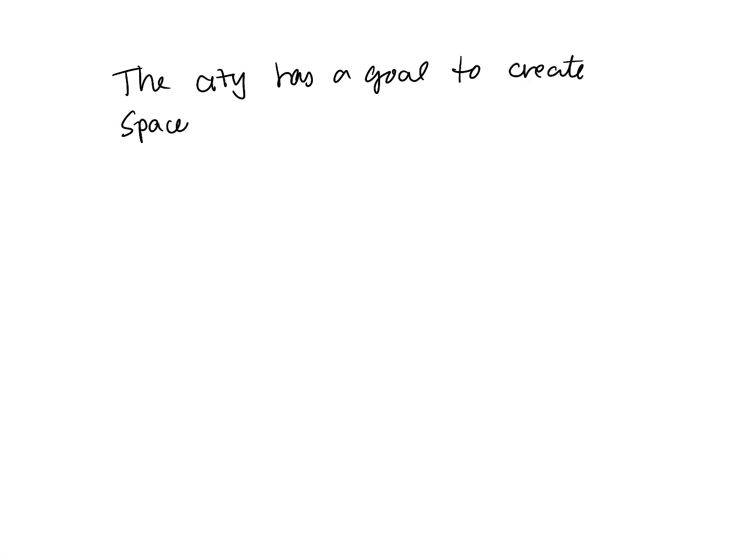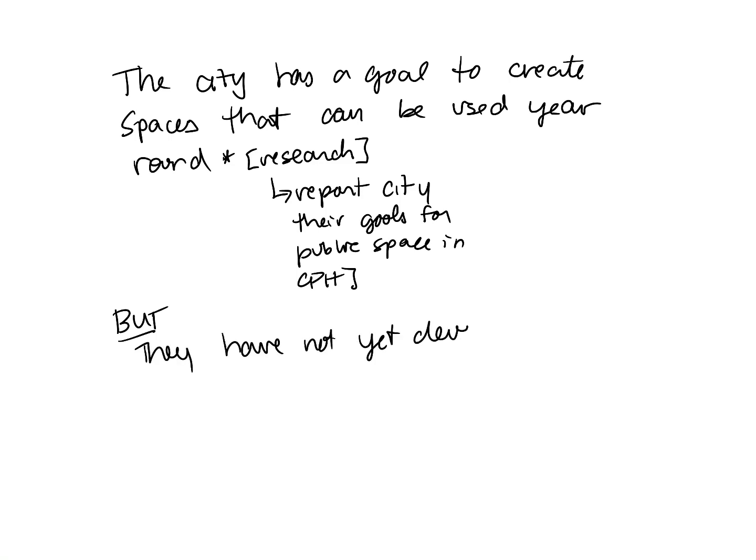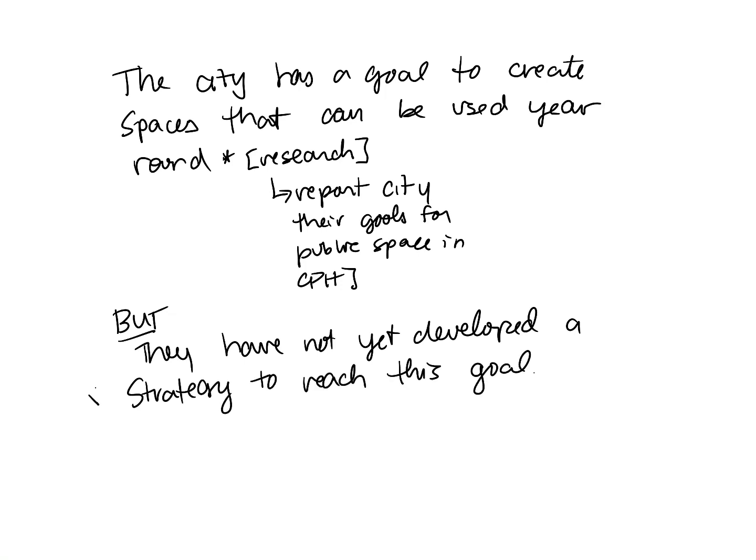So the next part of my statement. So the city has a goal to create public spaces in the city that are functional and can be used year-round. And this, again, is based on research that I did. So I read a report from the city. It talks about their goals for public space. So we have a sort of backup for this statement, but they have not yet developed a strategy on how to reach this goal. So with this, I'm setting myself up to create an answer to a problem that exists. And it's grounded in research, and it has a background in the city's own stated goals for Copenhagen.